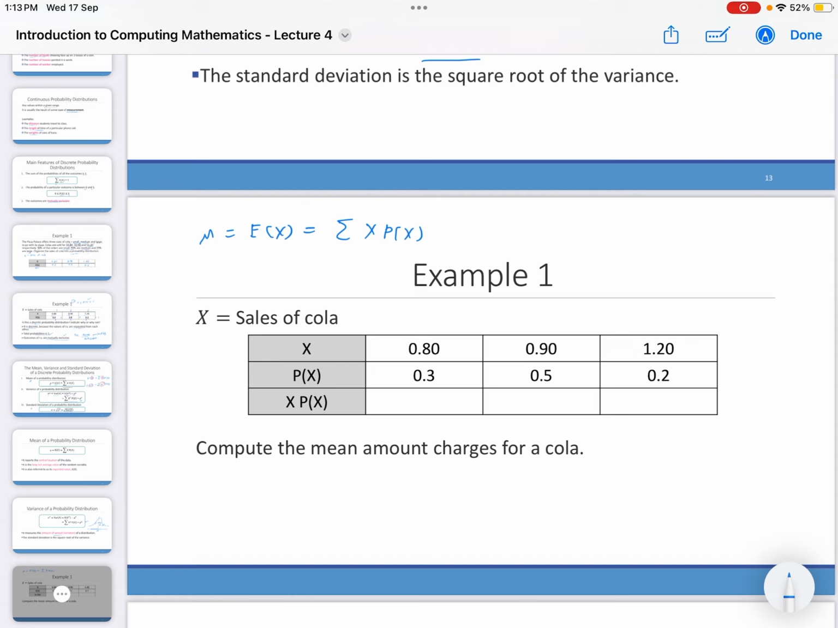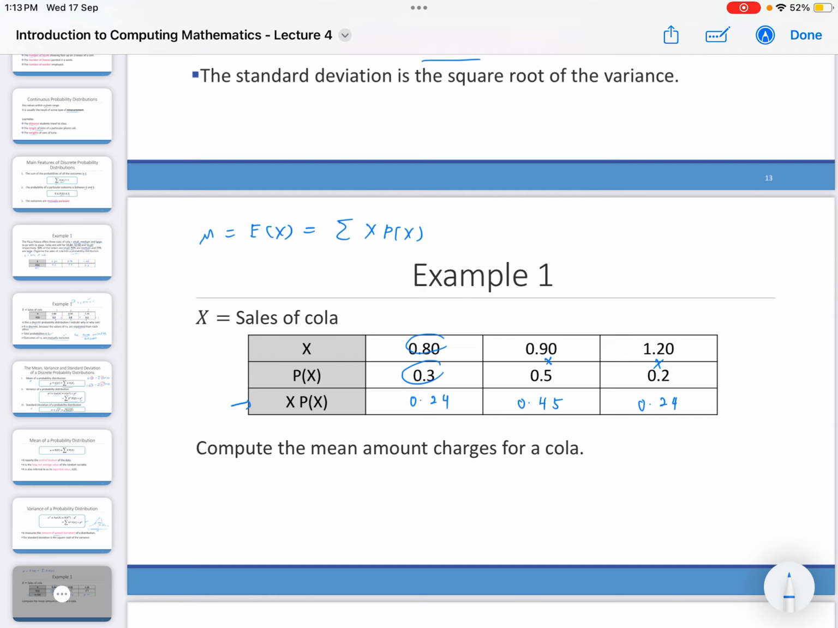So for this one, we add another row. This row is for x times P of x. So basically, for each x, we multiply with its P of x, the probability. So for this one, 0.8 times 0.3, we get 0.24. And then 0.9 times 0.5, we get 0.45. And then 1.2 times 0.2, we get 0.24.